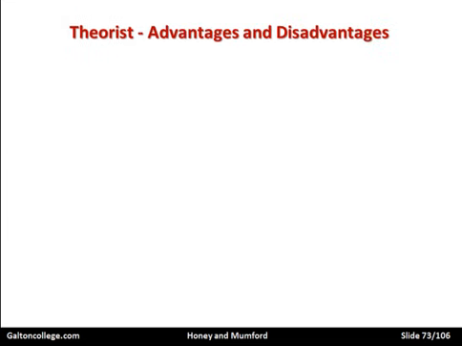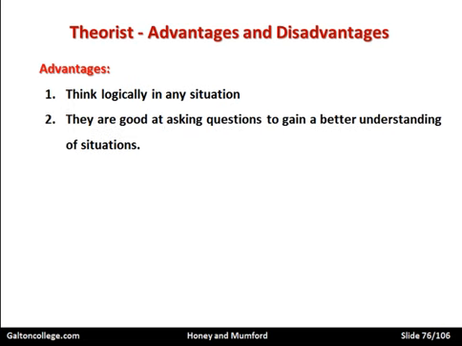Now let's turn to the advantages and disadvantages of the theorist. First of all, the advantages. Well, they think logically in any situation, and thinking logically is a good thing. They do exclude, as I said, feelings and emotions and the foibles of people, but they do think logically. So they try to solve the problem logically.